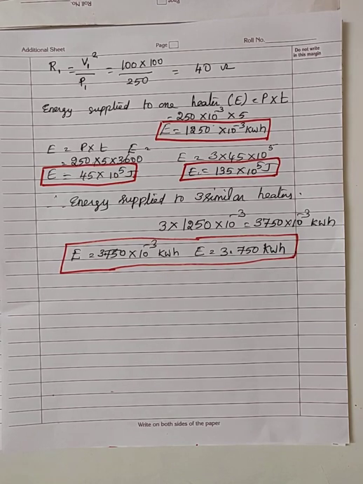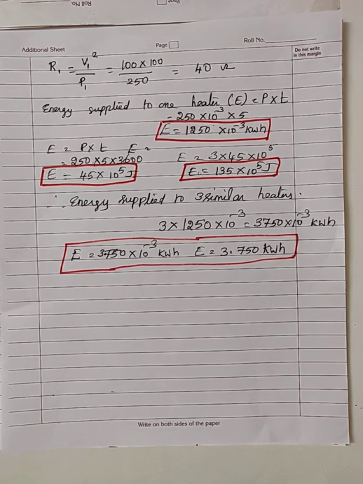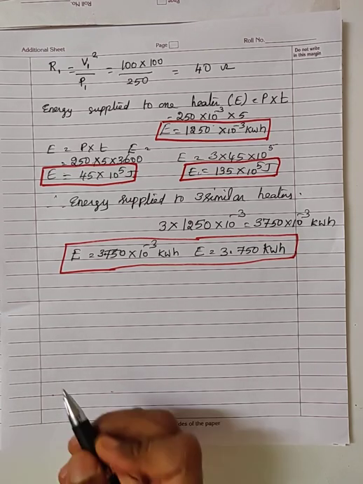Next one, 15th question. A bulb is connected to a battery of potential difference 4 volt and internal resistance 2.5 ohm. A steady current of 0.5 ampere flows through the circuit. You are asked to calculate the total energy supplied by the battery. First we write the data.